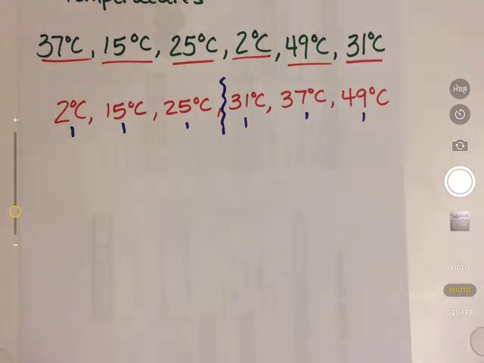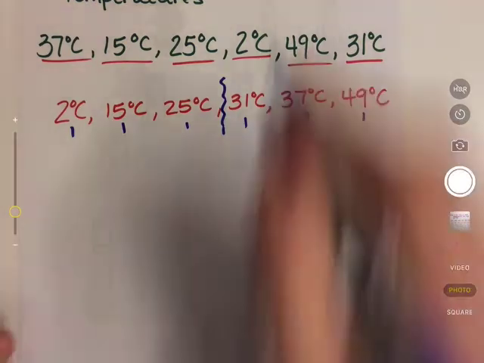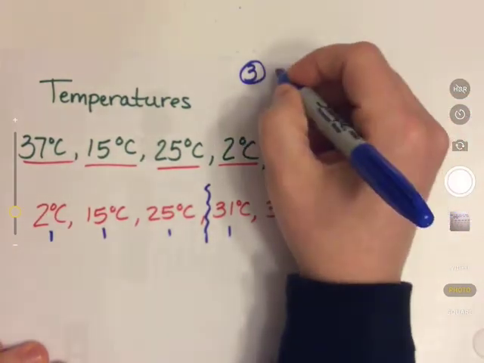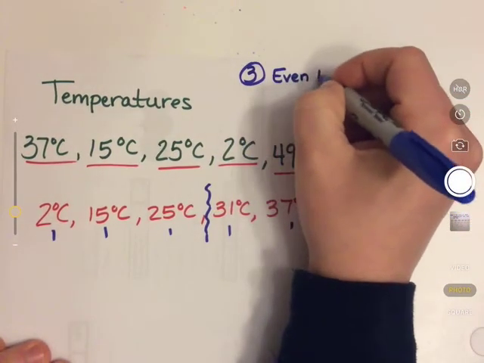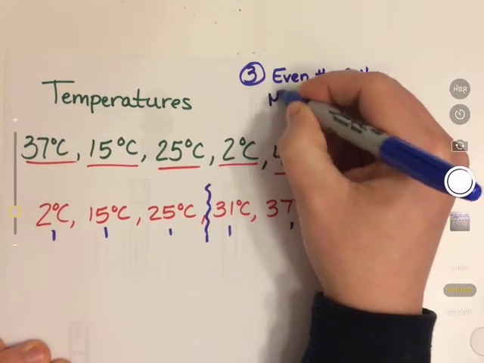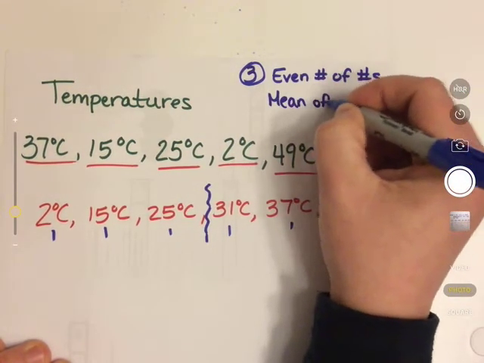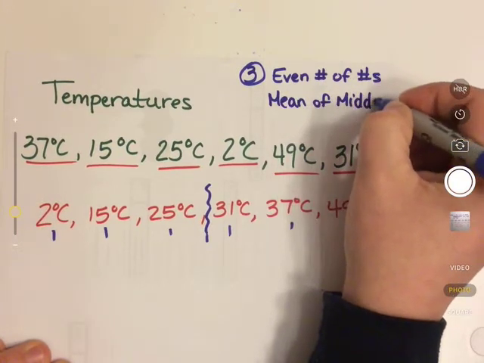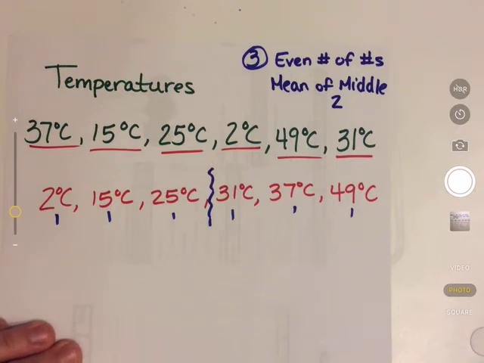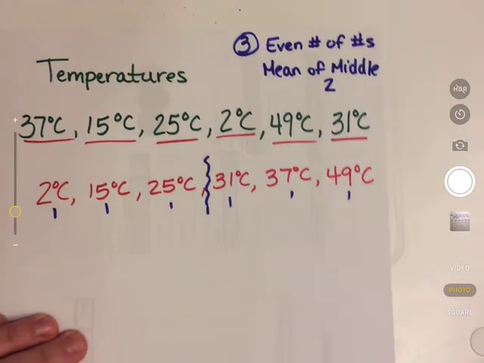So in our notebook, we wrote down that step 1 was to line them up from least to greatest. We wrote down that step 2 was to find the middle number. Step 3 that I would like you to write is that if you have an even number of numbers, you have to find the mean of the middle two. If you don't have that written down, just pause this video until you do have it written down.